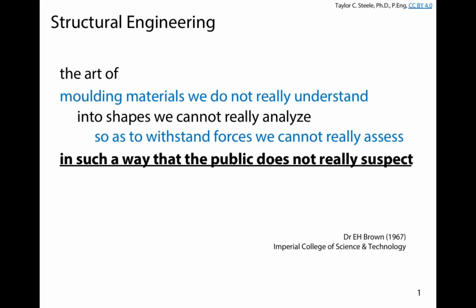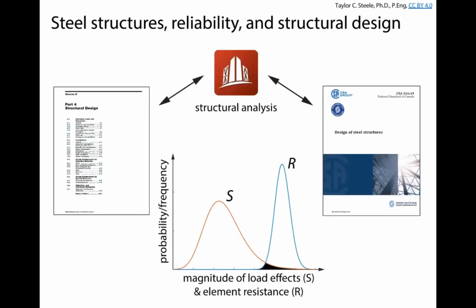What we're going to start talking about today is how we do this in such a way that the public doesn't really suspect, right? We want our structures to withstand these forces we can't really assess. How do we add the effects of the different forces that we've talked about so far in this course together so that when we're sizing the members later on in the course, we know that we're making sure that they're sufficiently strong to withstand forces that are exceptionally rare so that we don't experience any failure.